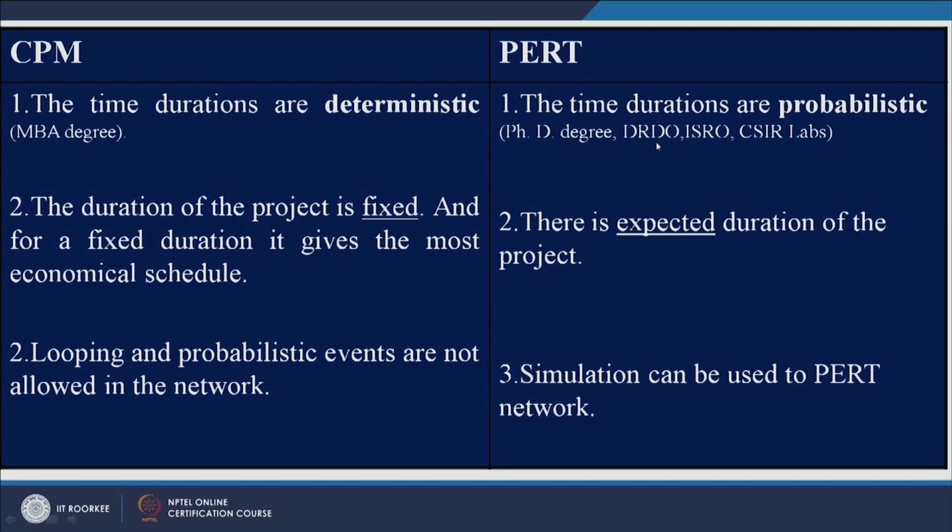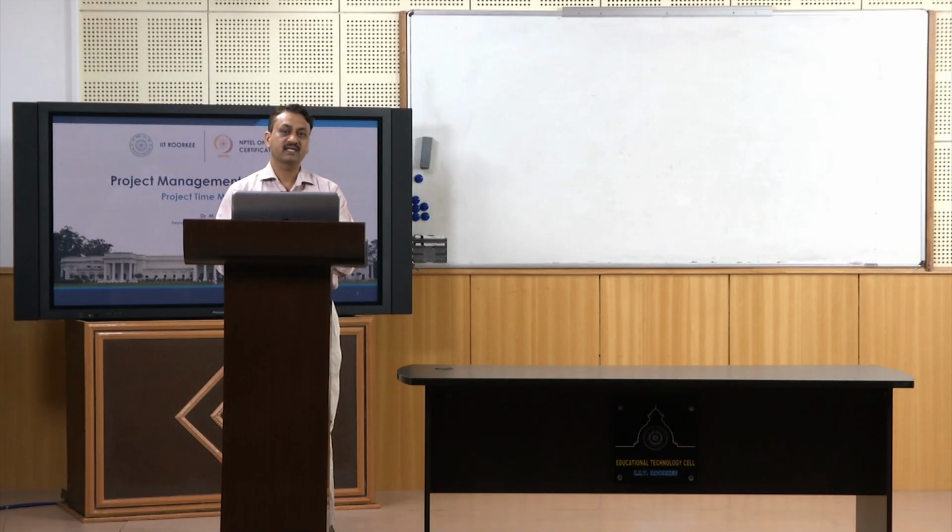Let us say projects of DRDO, ISRO, CSIR labs and all research institutions: you really do not know how much time a particular research will take. You just know the probabilities, that it will take 1 year with probability 50%, 2 years with probability 60%, and so on. So this is the major difference between CPM and PERT networks.